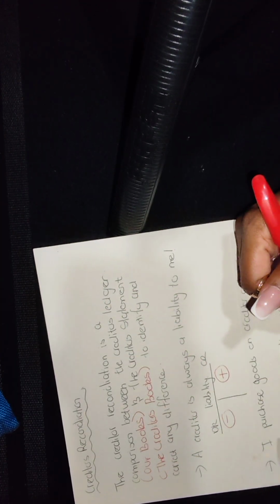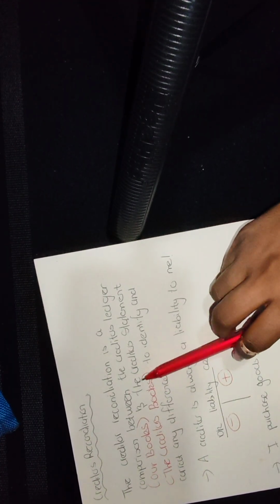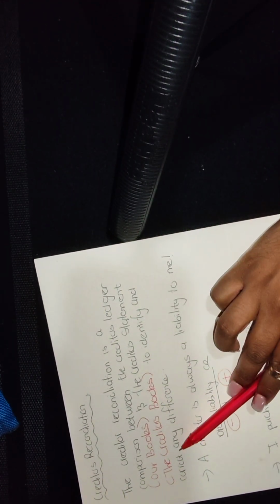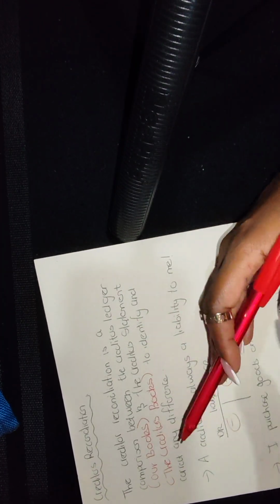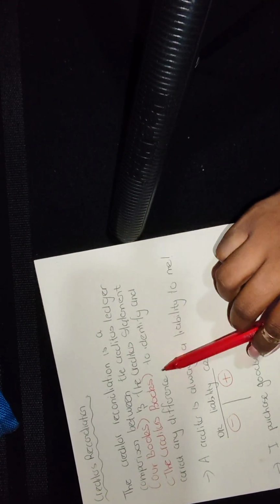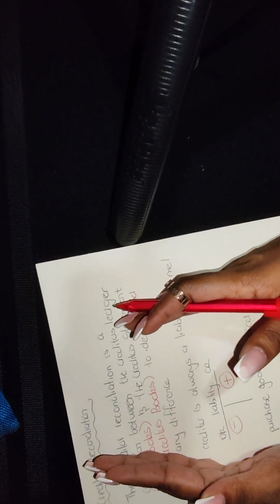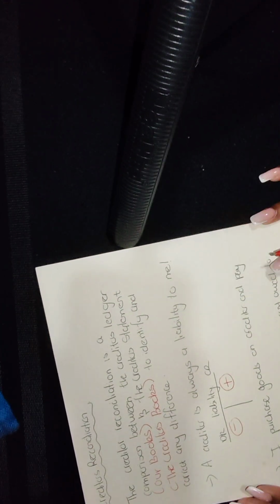Now the creditors ledger is our books in which we record all of our creditors that we have in the business, and the creditors statement, which is the creditors books. The creditors statement is the creditor's point of view, and basically the process of reconciliation is to identify and correct any difference so that both our business books and the creditor's business books are equal.